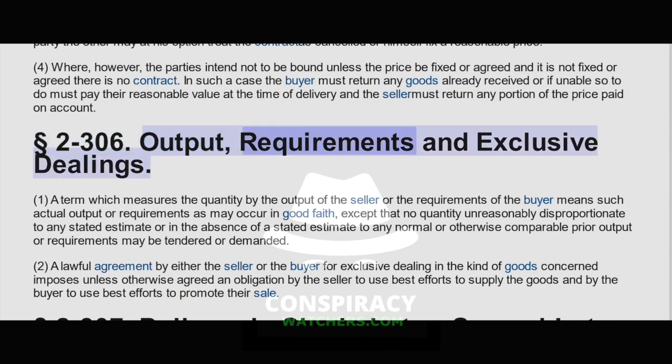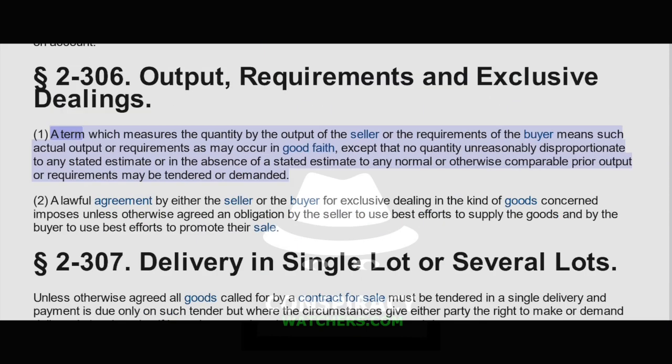Section 2-306. Output, requirements, and exclusive dealings. A term which measures the quantity by the output of the seller or the requirements of the buyer means such actual output or requirements as may occur in good faith, except that no quantity unreasonably disproportionate to any stated estimate, or in the absence of a stated estimate to any normal or otherwise comparable prior output or requirements, may be tendered or demanded.